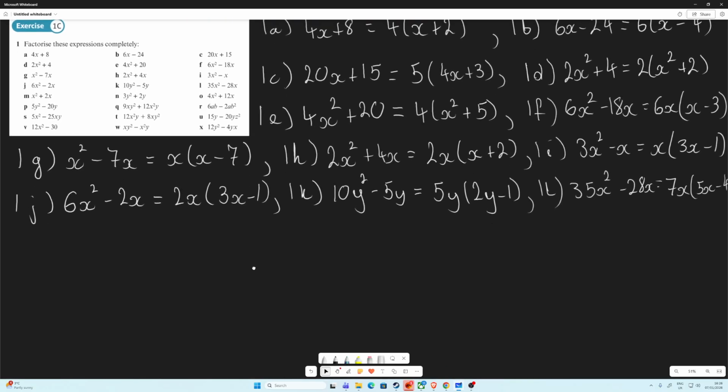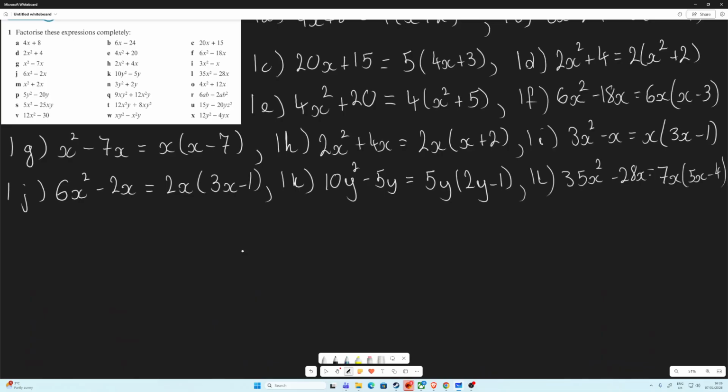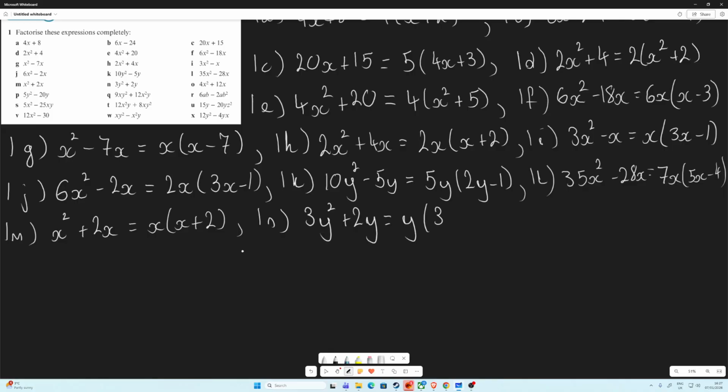Okay. 1m. X squared plus 2x. So that is just x into x plus 2. 1n. 3y squared plus 2y. Clearly only y is the common factor, so it's y into 3y plus 2.